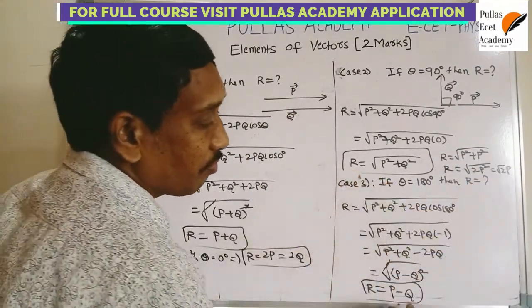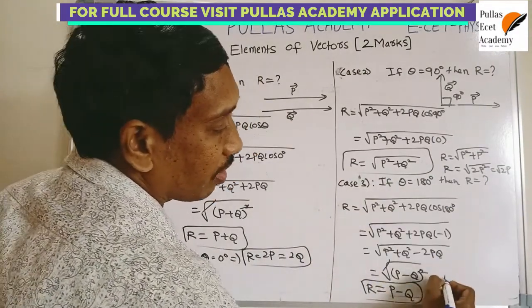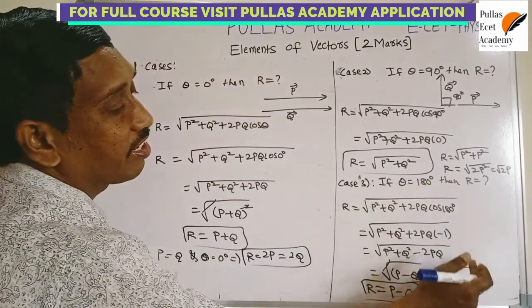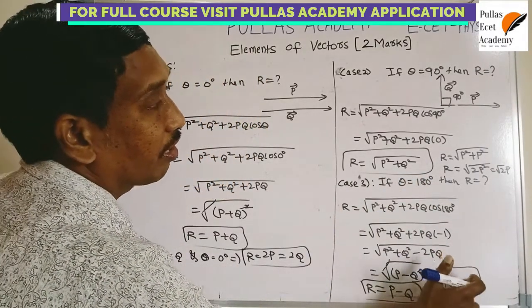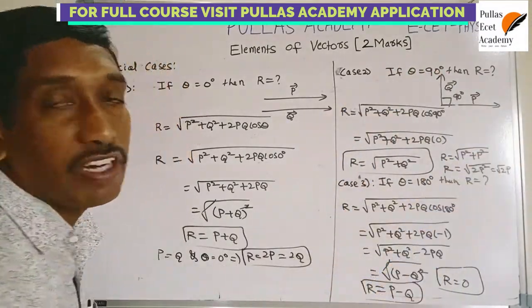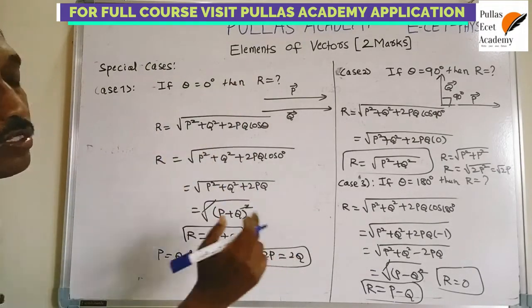So here what is the formula? P is equal to q, substitute in this, theta is equal to 180, p minus p is 0, then R is equal to 0. If you have two equal vectors at 180 degree, the resultant vector is 0. If you have two equal vectors at 90 degree, the resultant vector is root 2 p. If you have two equal vectors at 0 degree, then 2p.